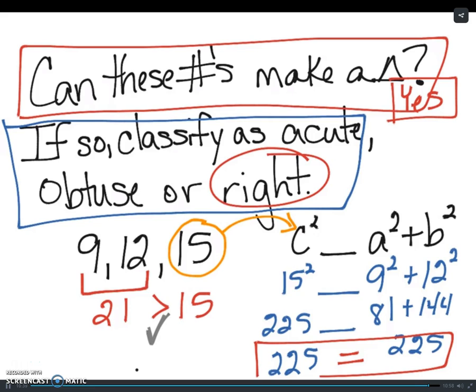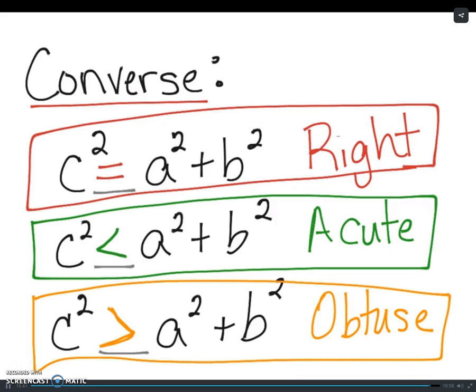It's really important that as you go through these, you make sure that c squared is first. Okay? That's going to be really, really important. So we will look at some more examples tomorrow in class.